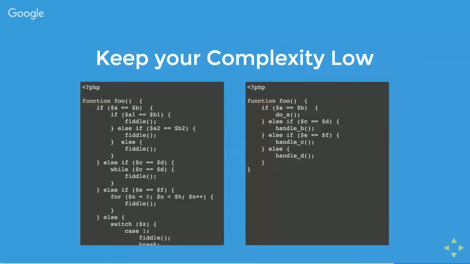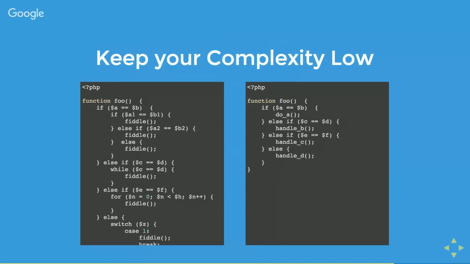What does that mean? Check out the code block on the left. That's got a lot of paths that it could follow. It calls that fiddle function quite a few times. So if I'm looking at this, my brain is just completely locked up. I don't know what's happening, and it's going to take me a second to sort all this out.